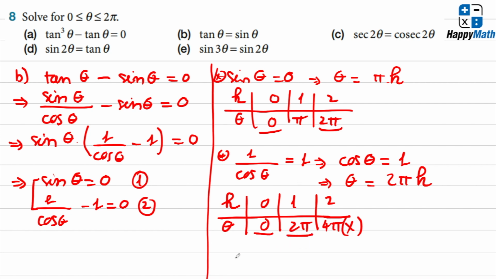So for this question, you only have 3 values, or 3 solutions: 0, pi, and 2 pi. That is question B. Okay.